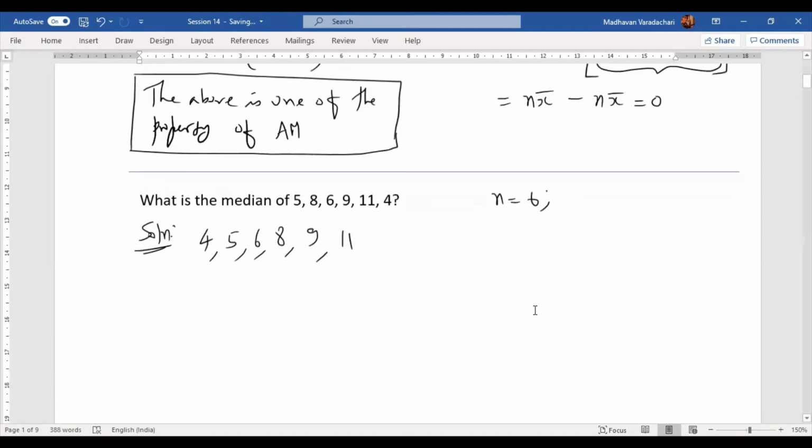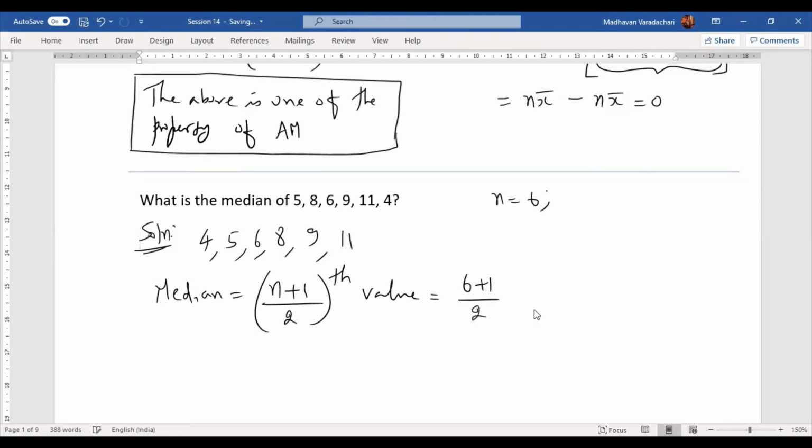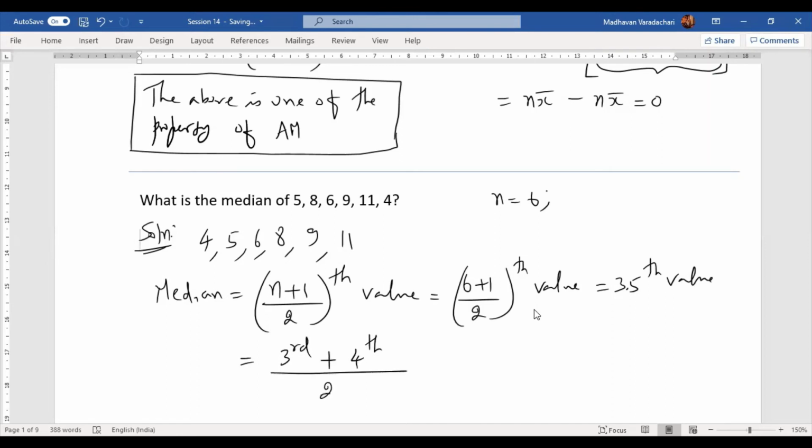After arranging it in ascending order, what is the median? Median is equal to the n plus 1 by 2th value, which means it is 6 plus 1 by 2th value. So 7 by 2, it is 3.5. So it is actually the 3.5th value. If I have to find the 3.5th value, I need to consider the average of the third value and the fourth value. So I have to add those third and fourth values divided by 2.